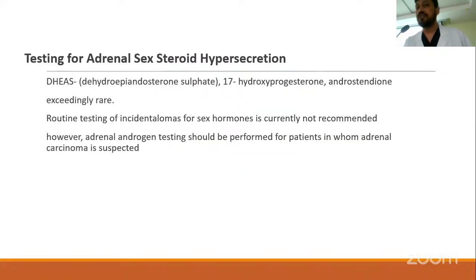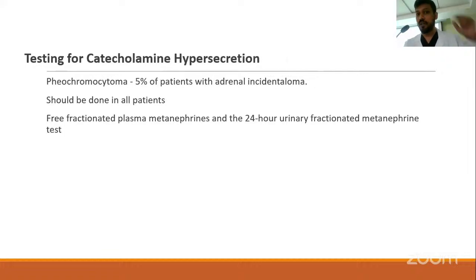Testing for adrenal sex steroid hypersecretion, DHEAS, 17-hydroxyprogesterone, and androstenedione are tested. However, this is extremely rare and its routine use is not recommended. It is only tested when adrenal carcinoma is suspected. Testing for catecholamine hypersecretion, 5% of the patients with incidentaloma can have pheochromocytoma. Therefore, it should be done in all the patients.